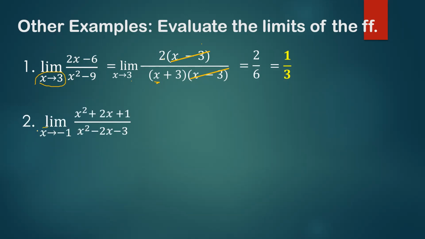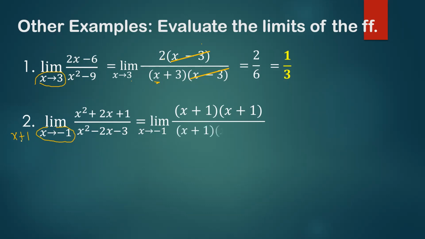We expect x minus negative 1 to cancel out. X minus negative 1 is actually x plus 1. Okay. So ang numerator natin, ayun si x plus 1 times x plus 1. Tapos sa denominator, ayun si x plus 1, x minus 3. Okay? Again, make sure your factors are correct. So magka-cancel yung x plus 1 as expected.